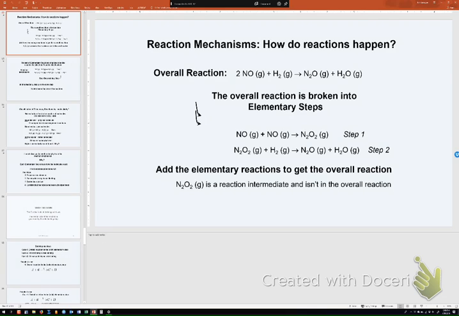And then they try to break it up into unimolecular, bimolecular reactions. So that's what happened in this second one, right? The 2 steps proposed, bimolecular, bimolecular.